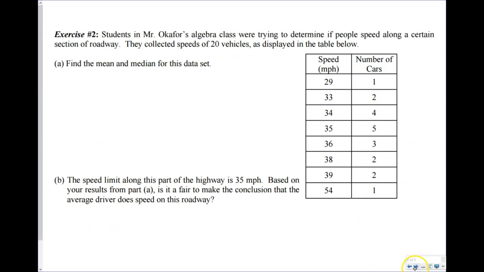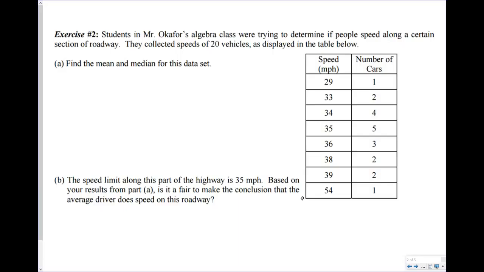So exercise 2 says students in Mr. Okafor's algebra class were trying to determine if people speed along a certain section of roadway. They collected the speeds of 20 vehicles as displayed in the table below. So we have 20 vehicles, but the weird part about this data is there's only 1, 2, 3, 4, 5, 6, 7, 8 different speeds. So that means that some of the vehicles were driving the same speed through the area.